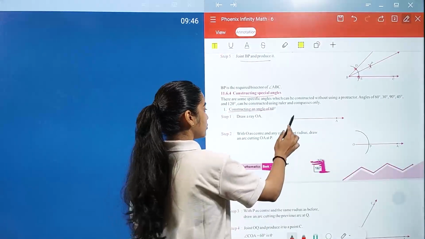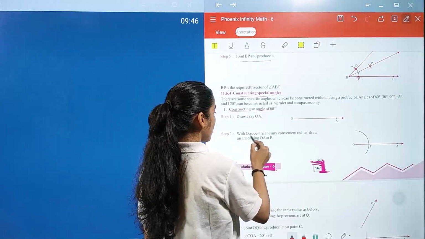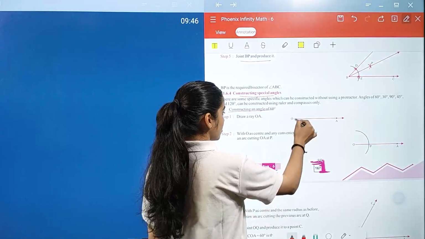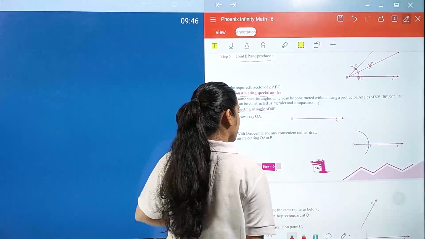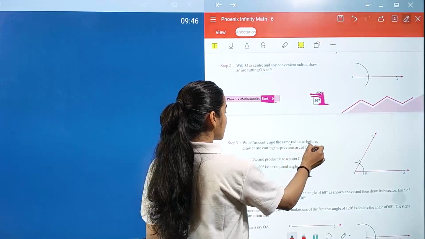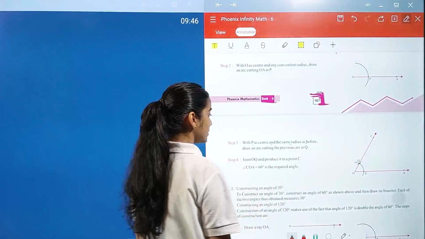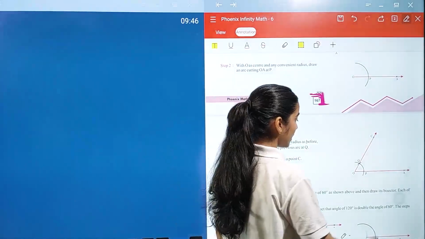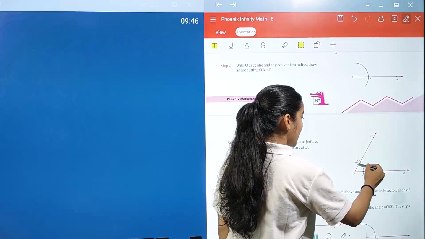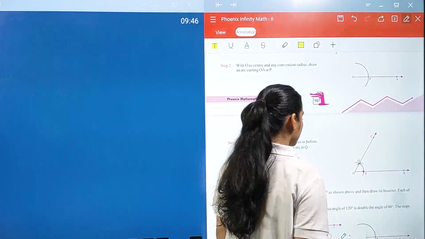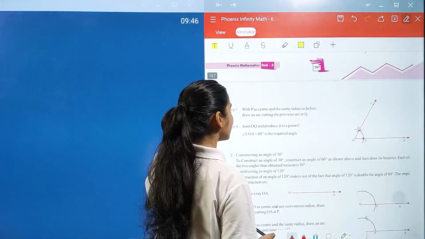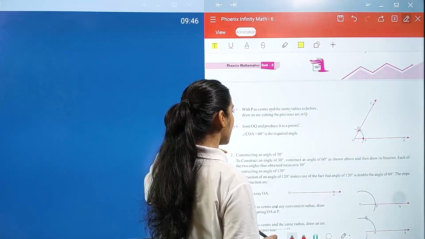So first of all, you have to draw a ray which is OA. With O as center, any convenient radius, draw an arc cutting OA. So you take any random measurement and cut your OA. With P as center and the same radius as before, draw an arc cutting the previous arc at Q. So what you have to take? You have to take any random measurement and place it at P and cut your previous arc at Q.